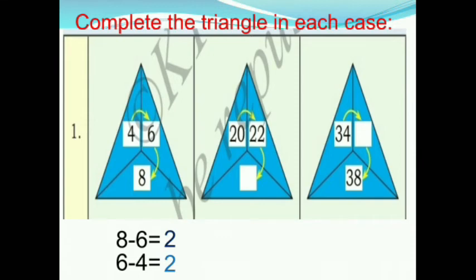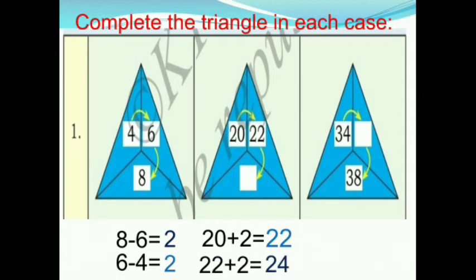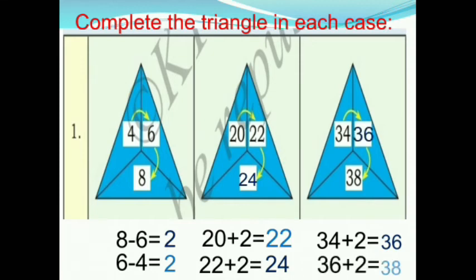Next part, first we have 20. 20 plus 2, 22. 22 is given. 22 plus 2, 24. So we should write 24. Next we have 34. 34 plus 2, 36. So we should write 36. 36 plus 2, 38. 38 is given.